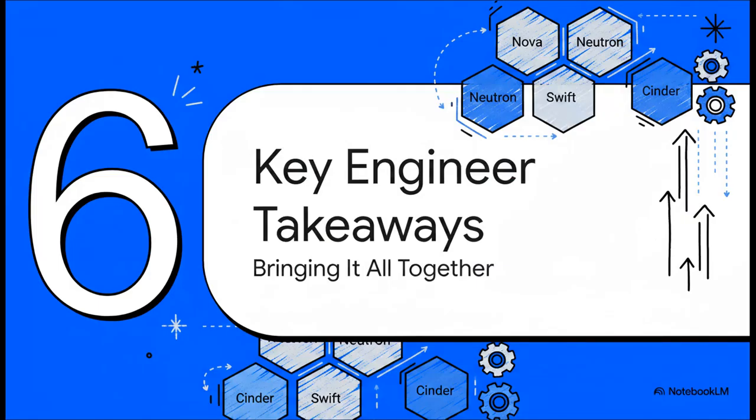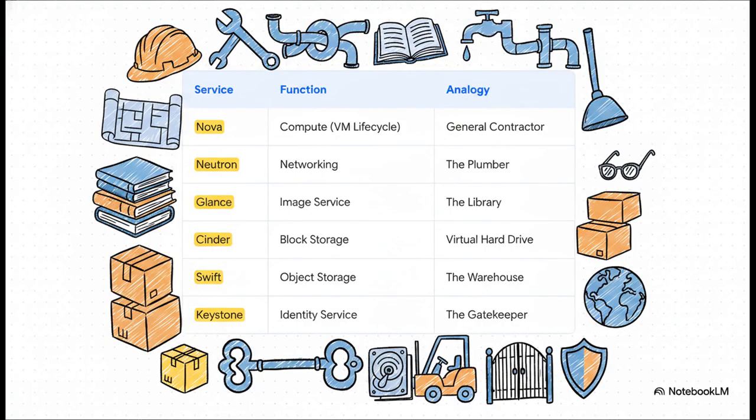So, after all that, what are the most important things you need to remember as an engineer who might be working with or thinking about OpenStack? Let's boil it all down. This summary table is basically your cheat sheet. Nova is the general contractor for compute. Neutron is the plumber for networking. Glance is the library of OS images. Cinder provides your virtual hard drives, while Swift acts as the massive warehouse for your object data. And Keystone is the gatekeeper, controlling access to every single thing. Understanding these core roles and their analogies is honestly 90% of the battle.